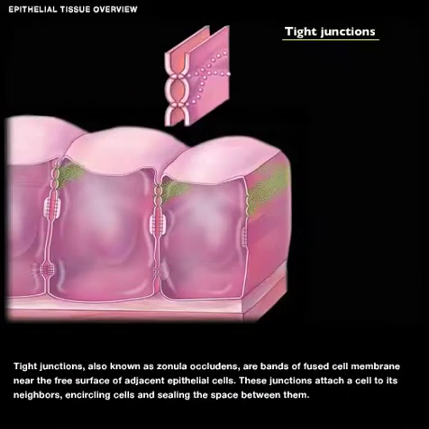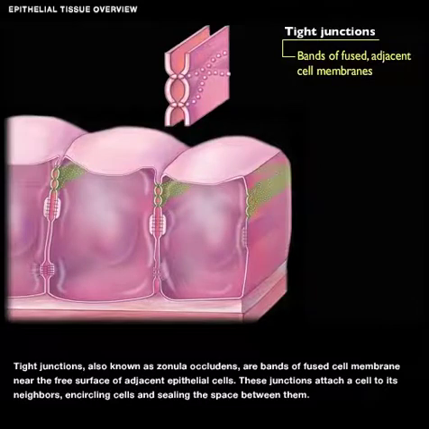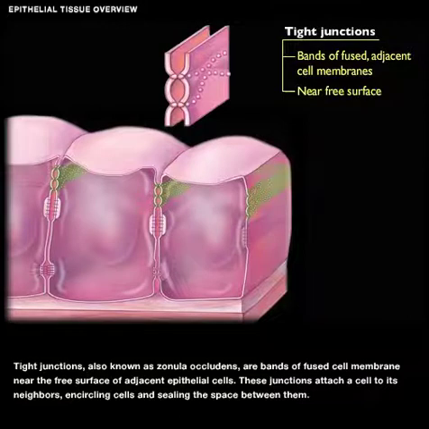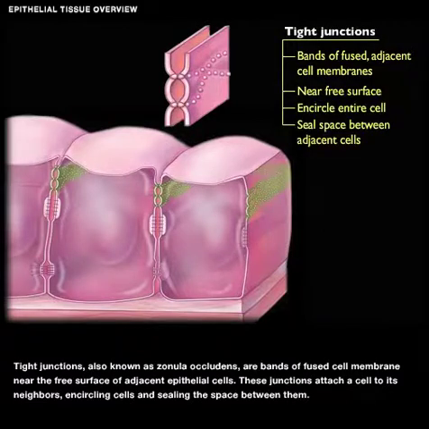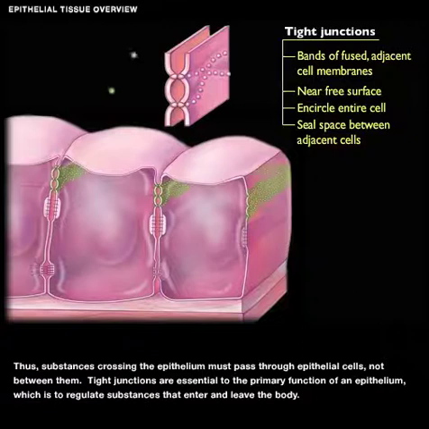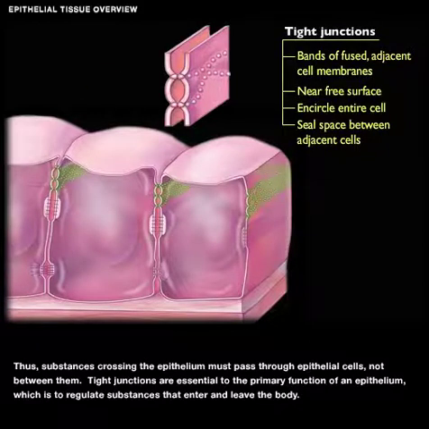Tight junctions, also known as zonula occludens, are bands of fused cell membrane near the free surface of adjacent epithelial cells. These junctions attach a cell to its neighbors, encircling cells and sealing the space between them. Thus, substances crossing the epithelium must pass through epithelial cells, not between them. Tight junctions are essential to the primary function of an epithelium, which is to regulate substances that enter and leave the body.